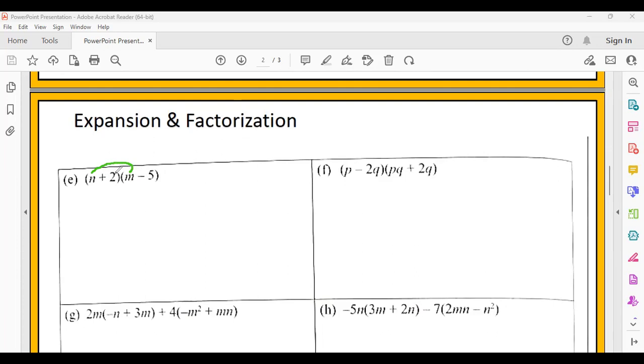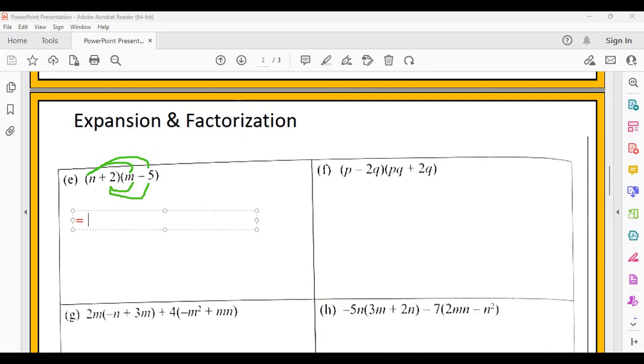Now, N, let's do E, yeah? N will times with M. N will times with negative 5. 2 will times with M and positive 2 will times with negative 5. What happens? Okay, girls, try on your side. It's equals to nm. Okay, which one comes first? M or n?